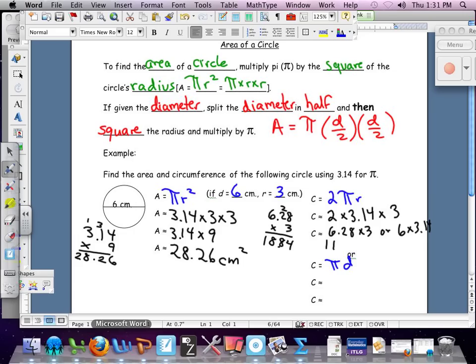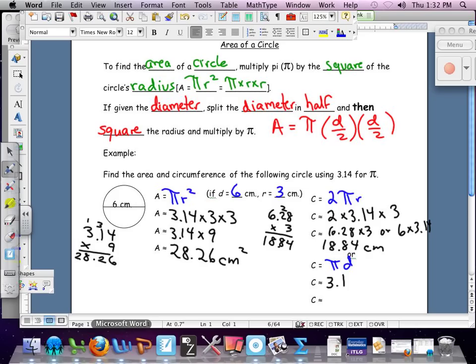we'll do it over here. 10, 7, 8, 18, swoop. You should get, not what I wrote, you should get 18.84, and this is centimeters. Because remember, you could take a string and go around the circle and that's how long that string would be.